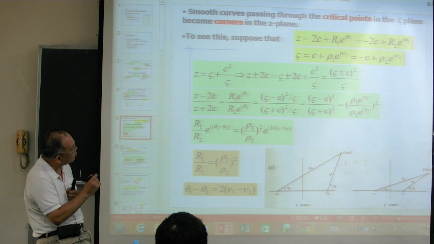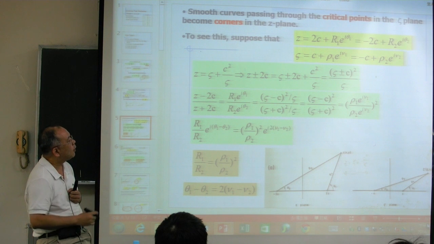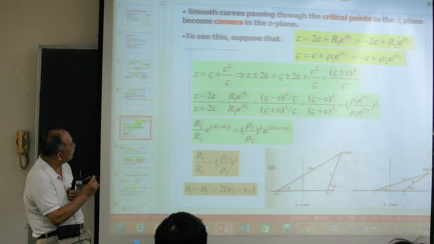And this zeta minus c will be equal to rho 1 e to the i mu 1. And zeta plus c, moving the c to the right-hand side, will be equal to rho 2 e to the i nu 2, and squared, right? This is squared here. So if you compare these two, as you can see very easily, R1 over R2 e to the i (theta 1 minus theta 2) will be equal to rho 1 over rho 2 squared e to the 2i (mu 1 minus nu 2), according to this term and this term.